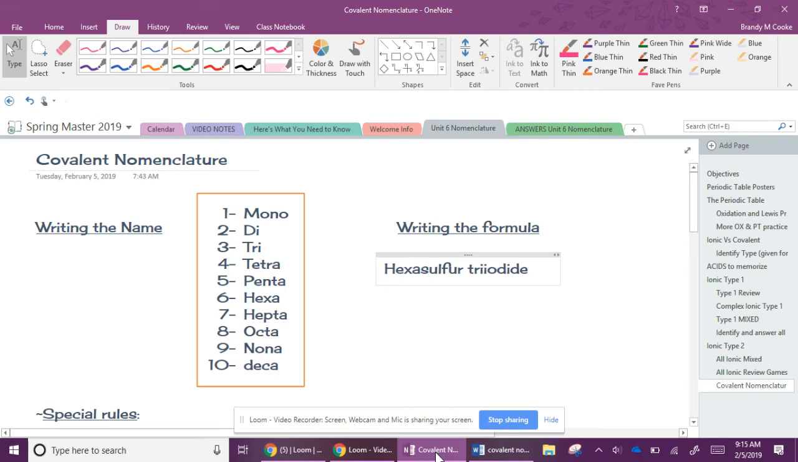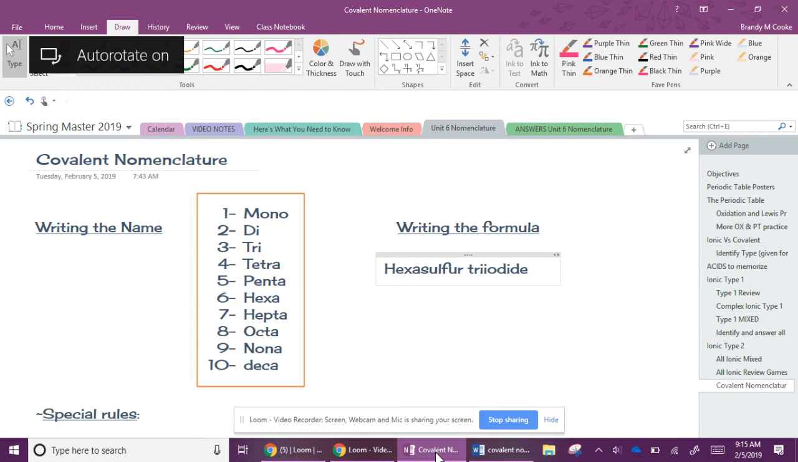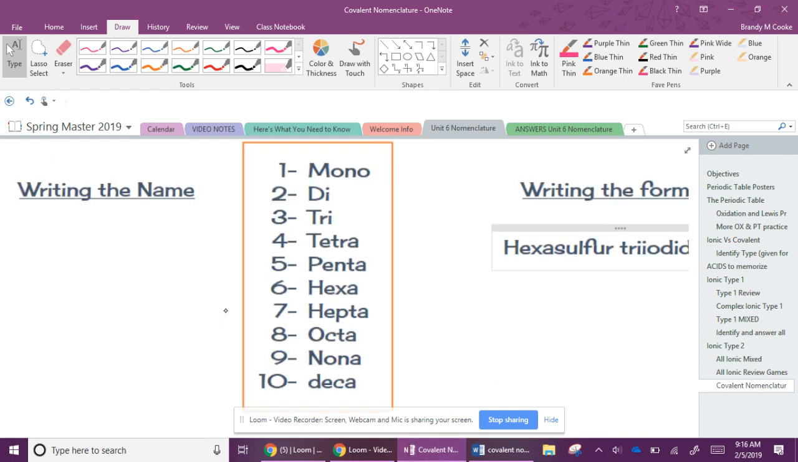Hi everyone, in this video we are going to go through covalent nomenclature, the last and final piece of the nomenclature puzzle. We're going to learn how to write the name and write the formula for these covalent compounds.